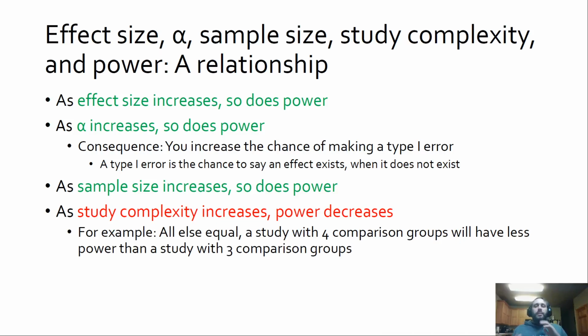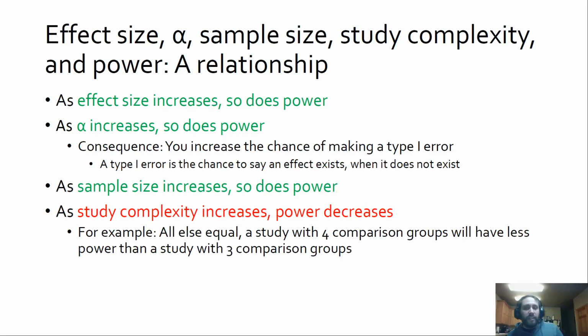So we need to talk about the relationship between a few things. There's a relationship between effect size, your alpha value, sample size, study complexity, and power. And we're going to see how all these are related to power in particular. As your effect size increases, as that Cohen's d increases, power increases as well. So if you have a larger effect size for some sort of predictor and outcome or difference between groups, you have more power in your study.